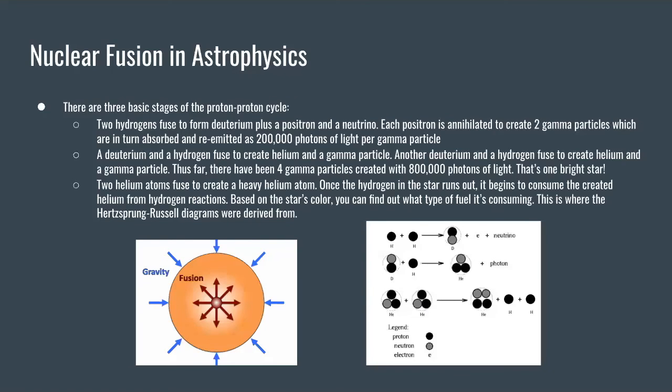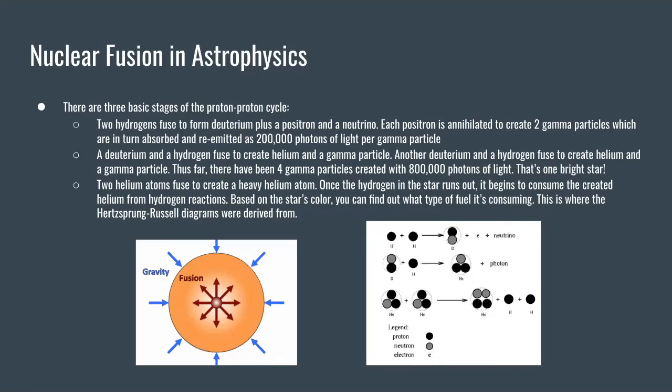So there are three basic stages of the proton-proton cycle. So firstly, two hydrogens fuse to form deuterium plus a positron and a neutrino. And each positron is annihilated to create two gamma particles, which are in turn absorbed and re-emitted as 200,000 photons of light per gamma particle.